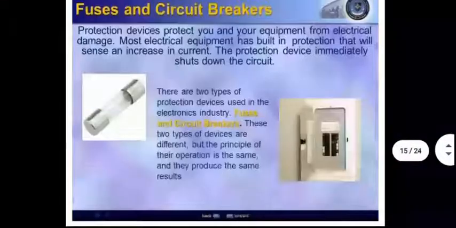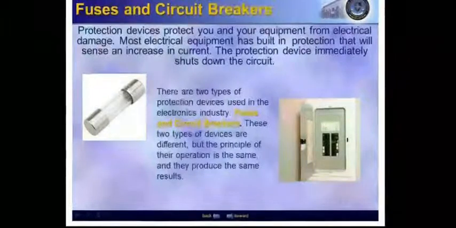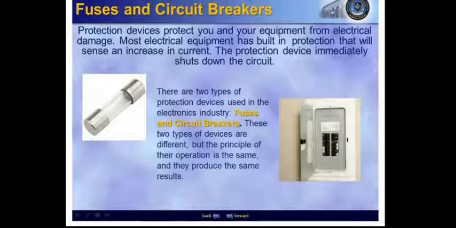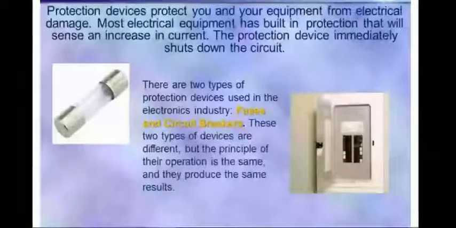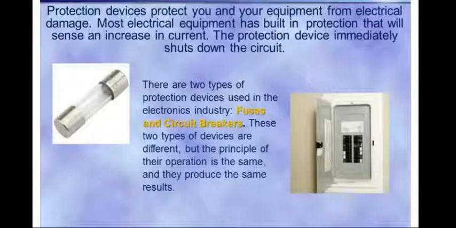Now, what is a circuit breaker and what is a fuse? These are two additional protection devices. Protection devices protect you and your equipment from electrical damage. Fuse is the simplest one. If the current flowing through it exceeds a certain value, it simply melts and creates an open circuit. You have to replace it.